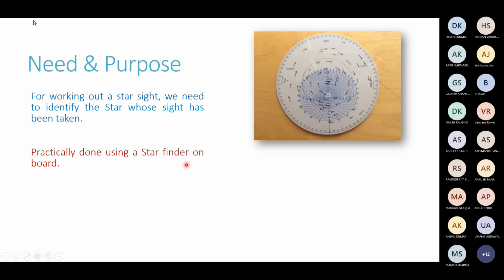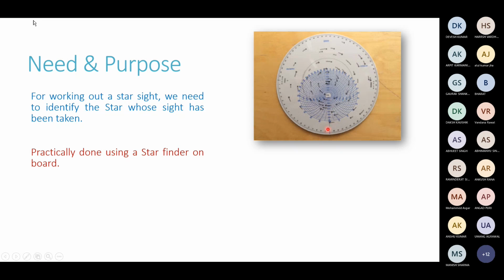Using a star finder. You can see a star finder on the screen right now. This star finder has a base template. There are two base templates basically, one for the northern hemisphere, the other for the southern hemisphere. And on this base template, we place transparencies. There are different transparent sheets for different DR latitudes. And once you place this transparency, you align it with the base template using the LHA of Aries. So LHA of Aries is calculated for that particular time when the site is taken.